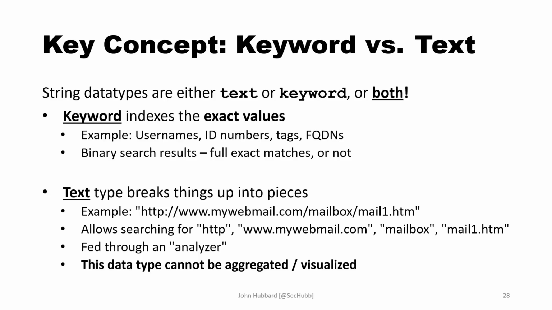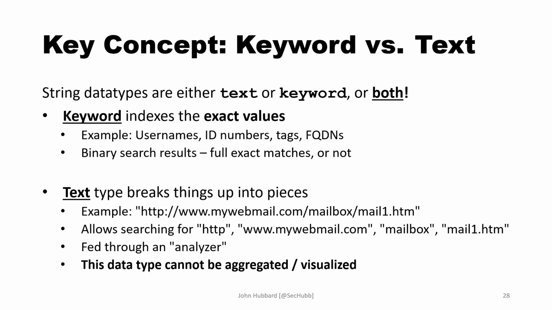But let's say we have a URL. So something like http://www.mywebmail.com/mailbox/mail1.htm. Wouldn't it be nice if we could just type mailbox and find that log, right? That would be an ideal situation. What the text type does is break this up into pieces so that you can do that without having to use wildcards. If you use this as a keyword, you can still find it, but you would have to search for star mailbox star. And it will match, but that's a very, very inefficient search.